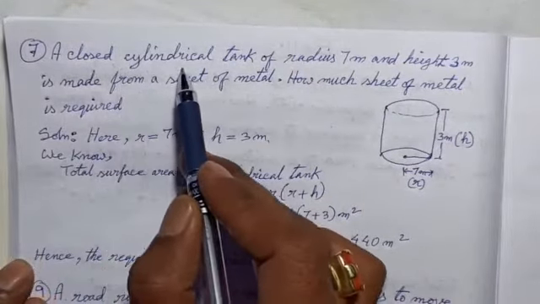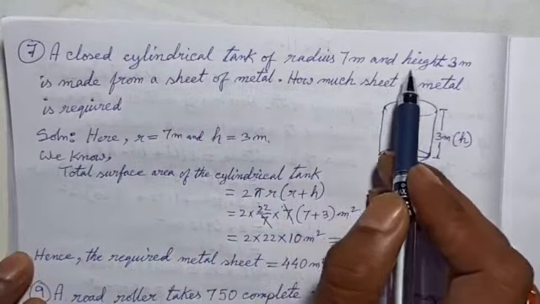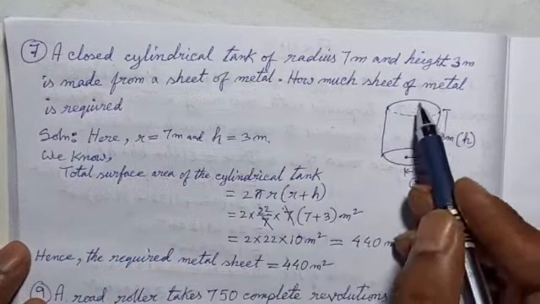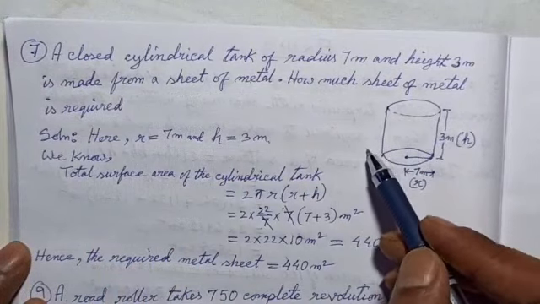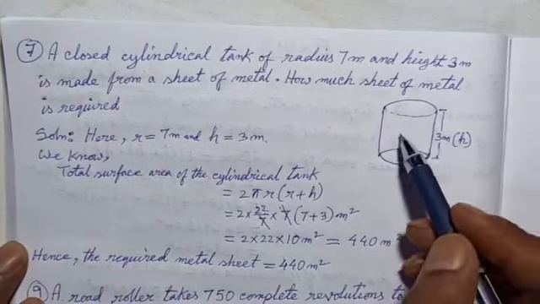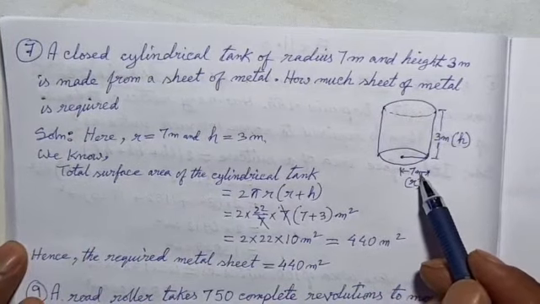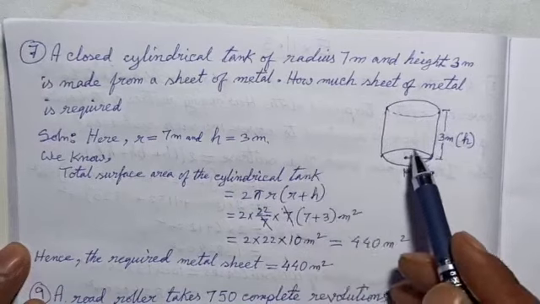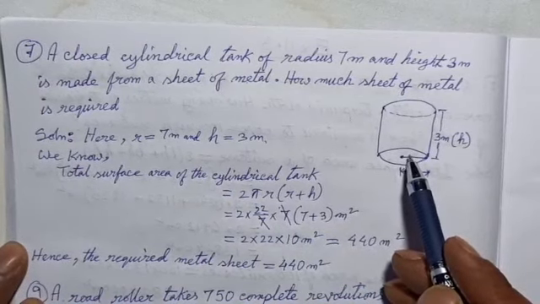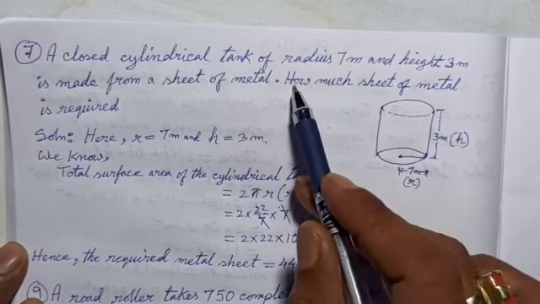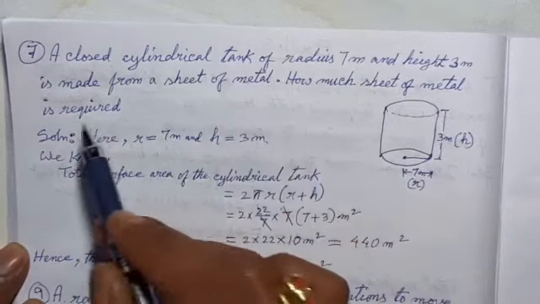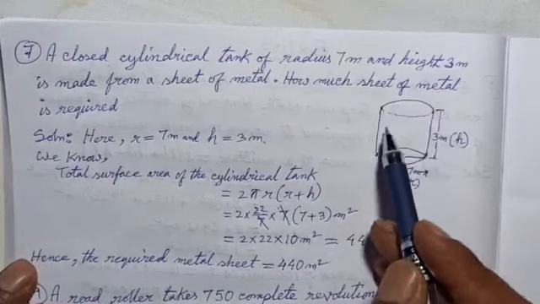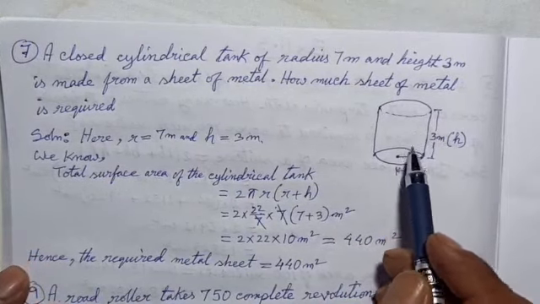A closed cylindrical tank of radius 7 meter and height 3 meter is made of a sheet of metal. Let us suppose that this is the closed cylindrical tank. Here radius r is 7 meter and height is 3 meter, and this is made up of a sheet of metal. Now the question is how much sheet of metal is required. We have to find out how much sheet is required to make this tank.